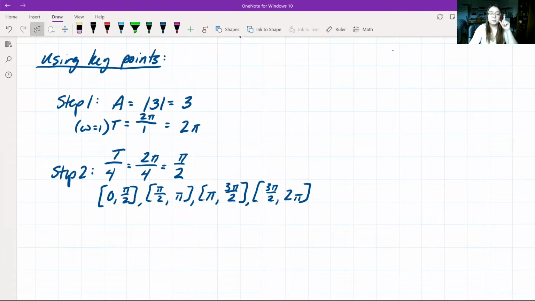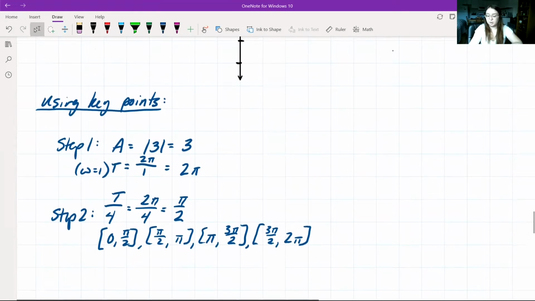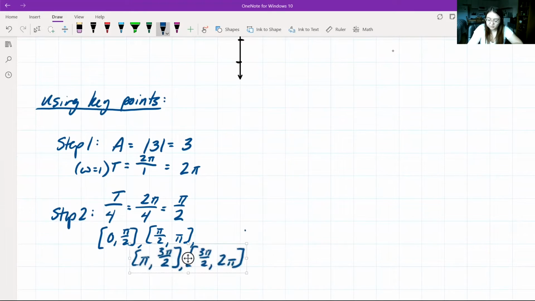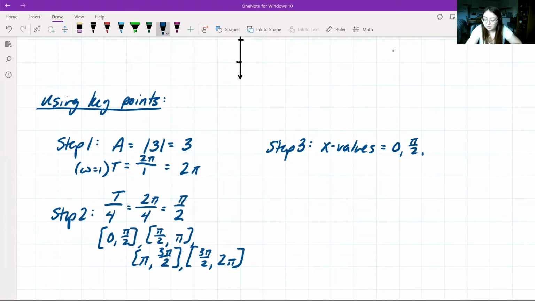Now, from our 4 subintervals, we want to go to step 3. Let's actually move this a little bit so we have some more room for step 3. So, step 3, we want to identify our key x values. Our x values in this case are going to come from the endpoints of our subintervals. So our endpoints are going to be 0, pi over 2, pi, 3 pi over 2, and 2 pi. So we're taking these x values, plugging them into our original equation to find the corresponding y values.